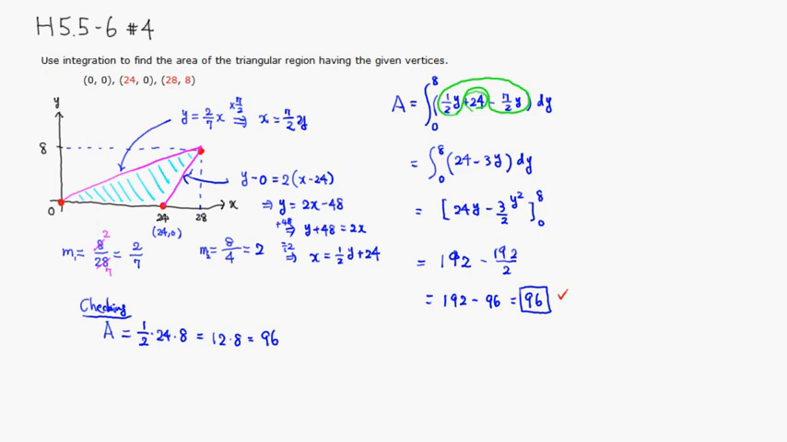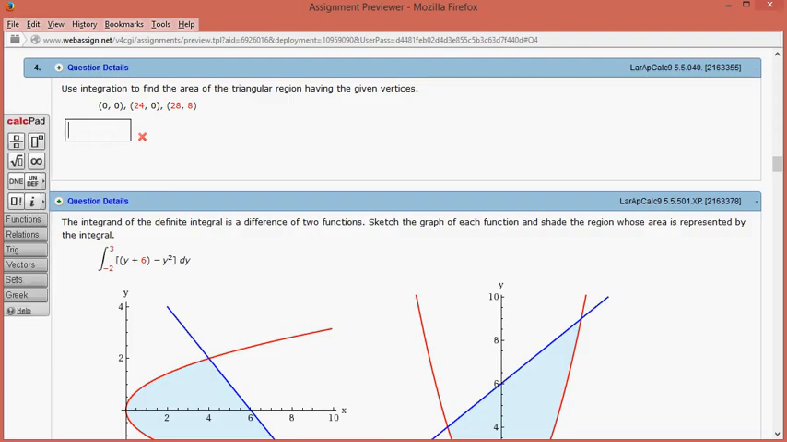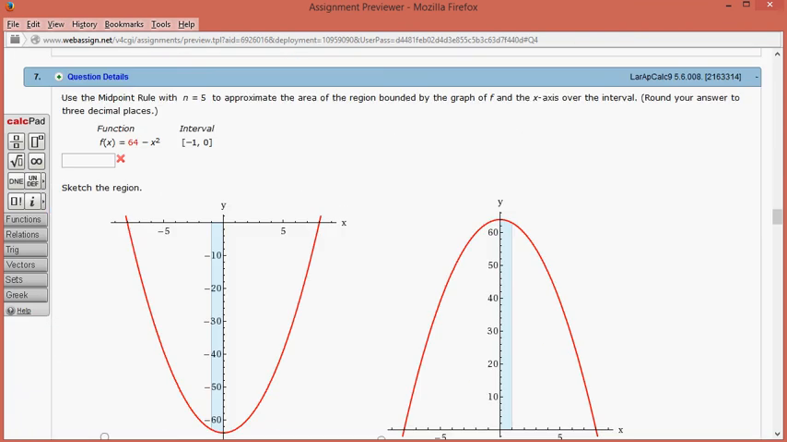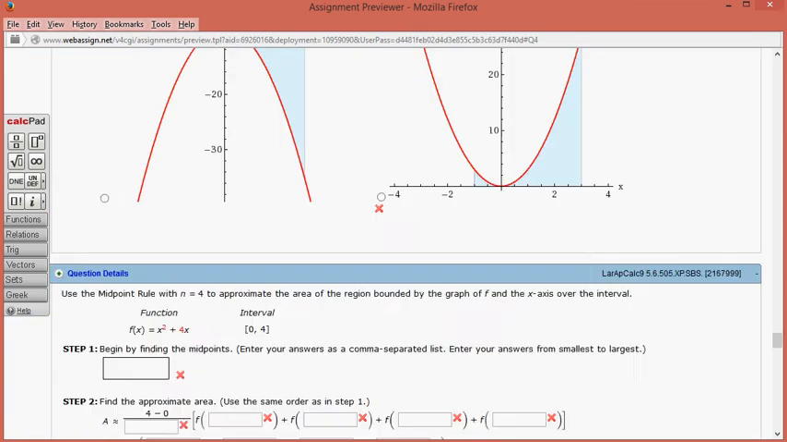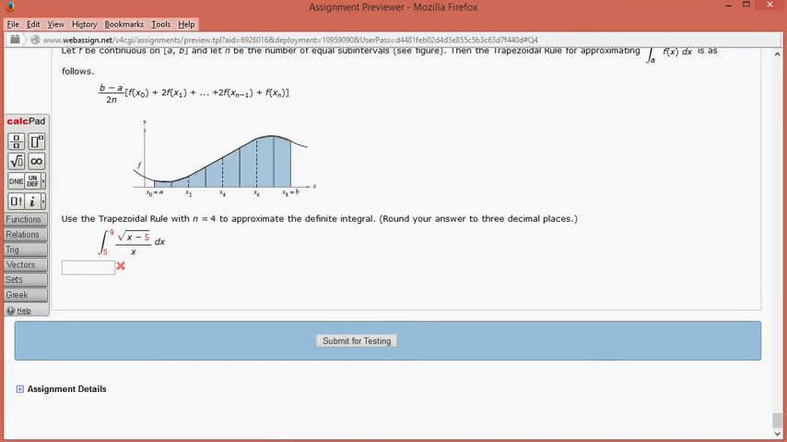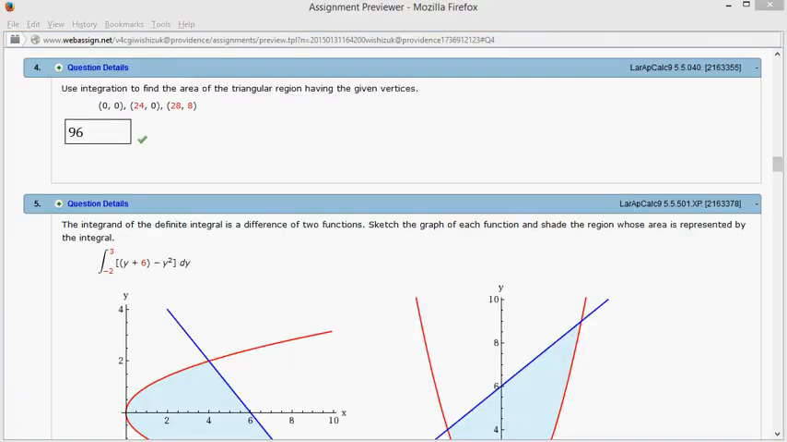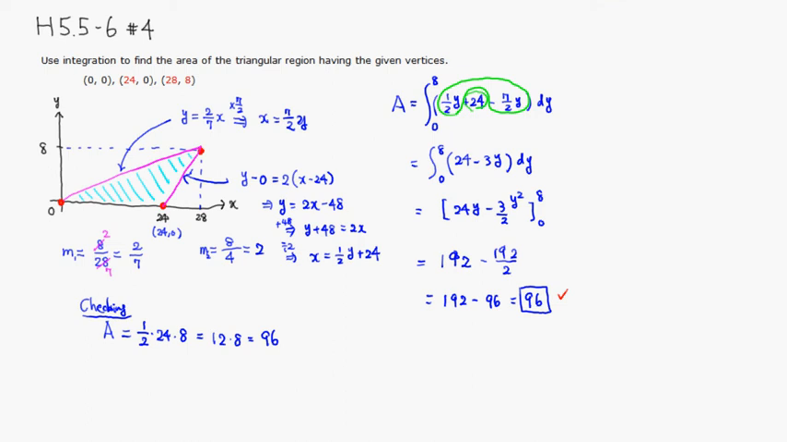Right, but let's type it in just to make sure. 96. Then submit for testing. Alright, it came back and looks like we got this one correctly. Alright, that's it. I hope that this was clear.